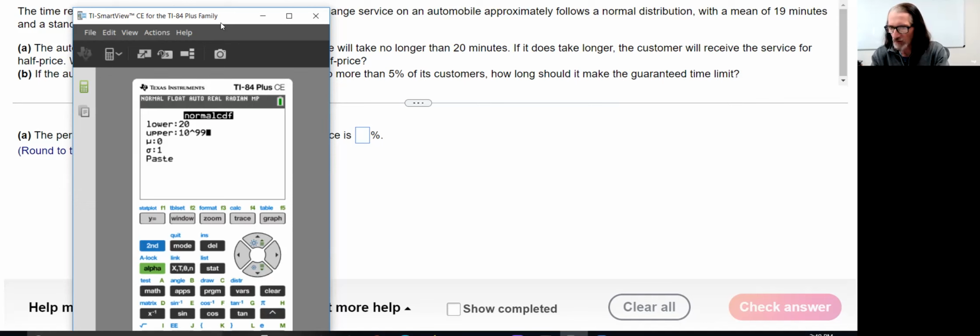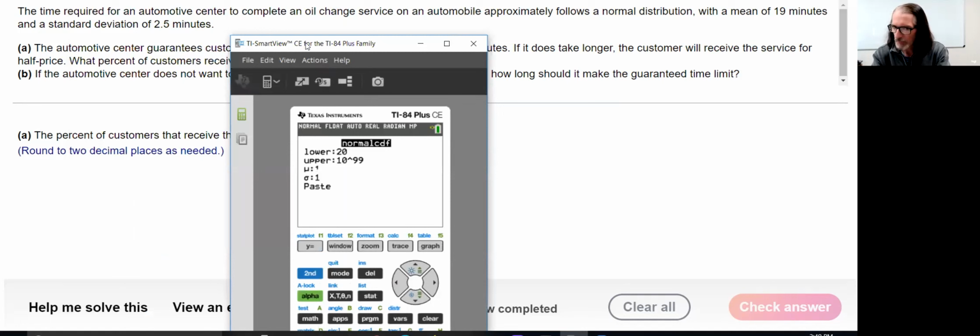And there is no infinity symbol on the TI-84, so we have to put in a large positive number. 10 to the 99 is the largest that a lot of them can handle. You might have one that goes 10 to the 999, but the mean was 19, and sigma, the standard deviation, was 2.5. I'm going to back up what I've shown here by sketching.